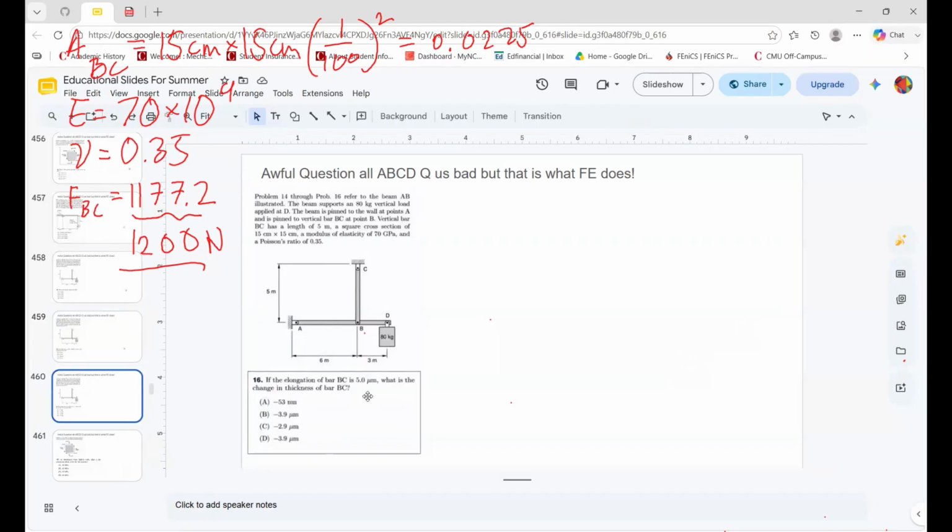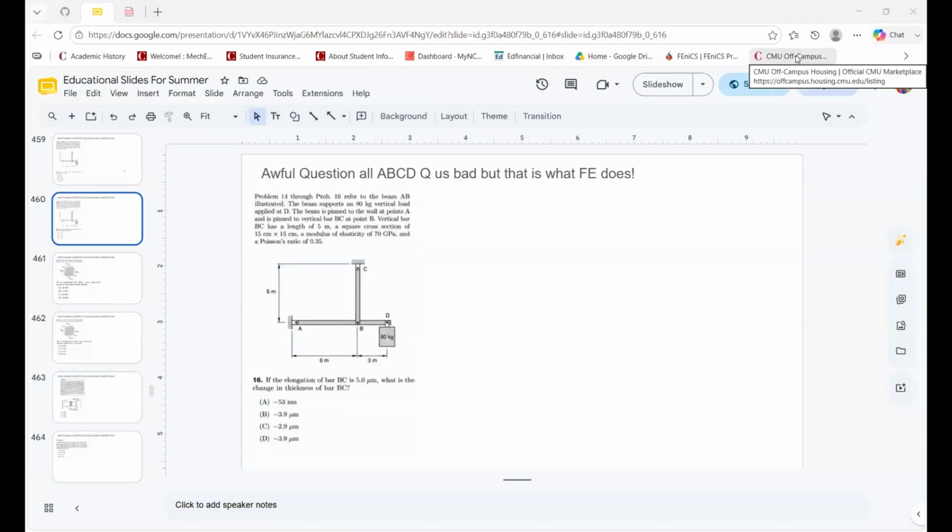If the longest share of BC is 5 mu, okay, that's greater than that. What is the change of thickness of the bar BC? If the elongation of the bar BC is delta equal 5.0 micrometers, that's the elongation basically. That was micro, that's tiny. What is the change of thickness in the bar?